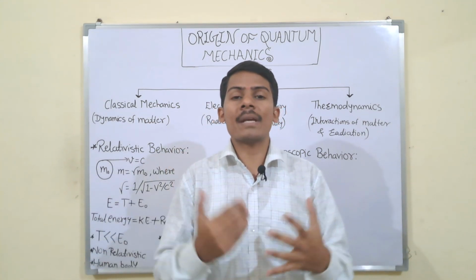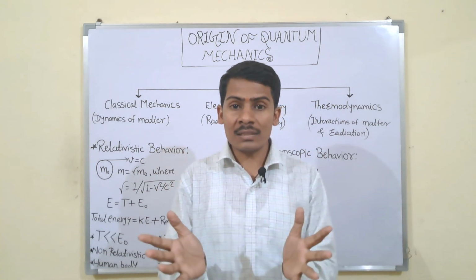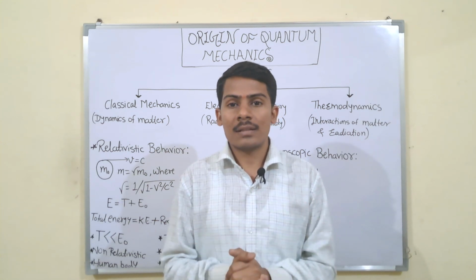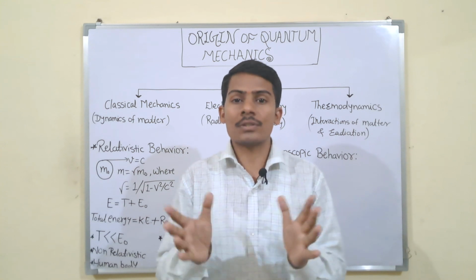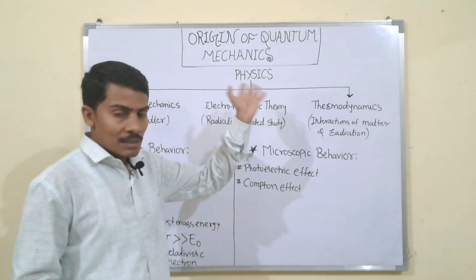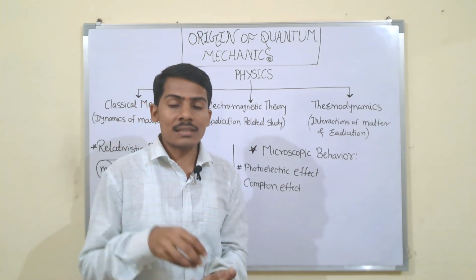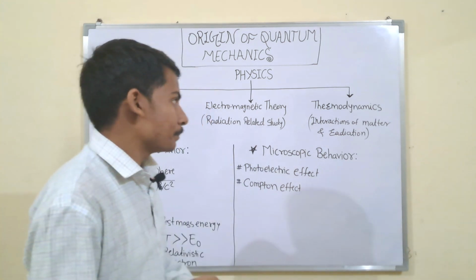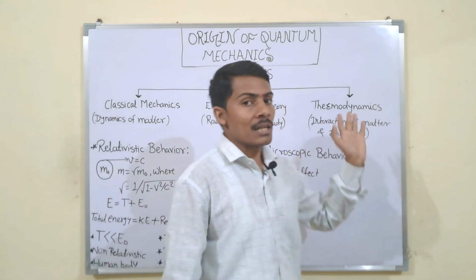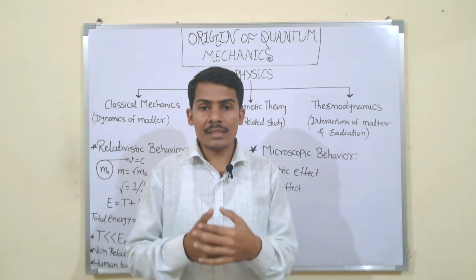How does quantum mechanics start? Why did quantum mechanics start? What are the limitations of classical mechanics, and how did quantum mechanics originate for the physicists and our society? So, we will start with the subject of physics and which branches existed at that time for the researchers and our physical society. At that time, classical mechanics, electromagnetic theory and thermodynamics, these three branches were the main focused branches in the subject of physics.